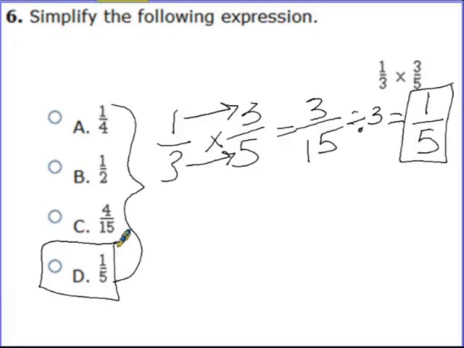Now, some people may say, well, Miss Lewis, why didn't you simplify from the very beginning? And we can cross simplify. You can see that the opposites here, 3 and 3, the numerator up there and the denominator down here, we can simplify that because 3 goes into 3 one time, 3 goes into 3 one time, and then I would have multiplied straight across and got 1/5 to begin with. And you can do it either way. Either way would be fine.